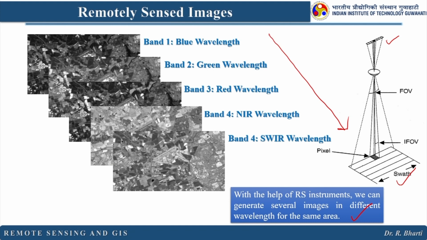That means the first pixel of the first image, the first pixel of the second image, the first pixel of the third image, the first pixel of the fourth image, the first pixel of the fifth image should be for the same object, right? So, if we have this kind of information, then we can definitely identify what the material type is, right? Such information was not available from our regular images. That is the advantage when we are using remotely sensed images.